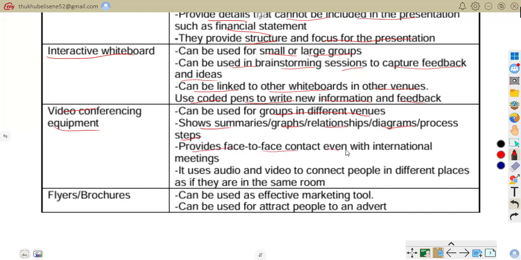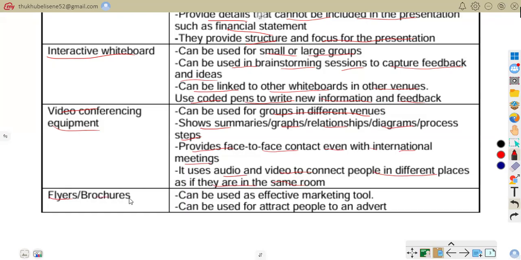It provides face-to-face contact even with international meetings. Participants can see and talk to each other in real time. A South African company can meet with clients in the UK. That is possible. It uses audio and video to connect people in different places as if they are in the same room, combining sound and video for live communication. So that is video conferencing.